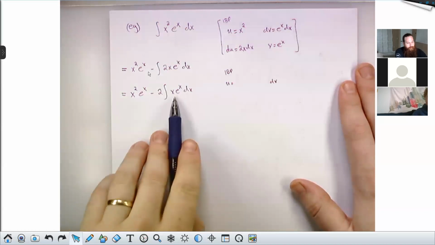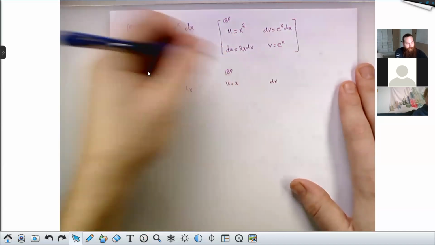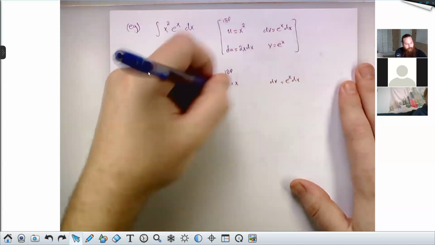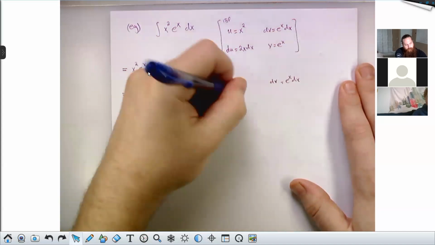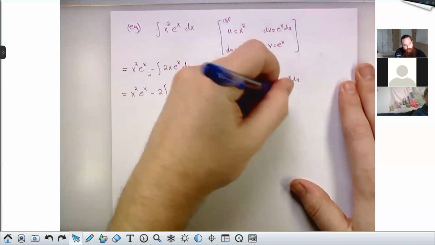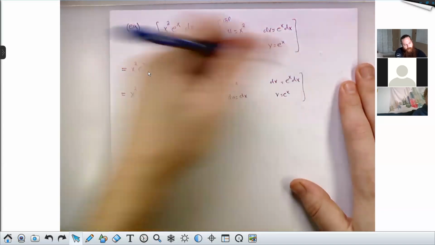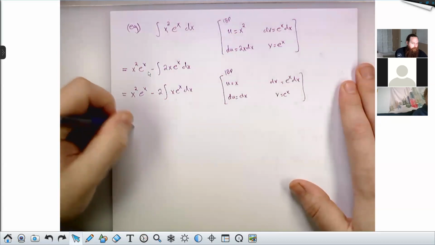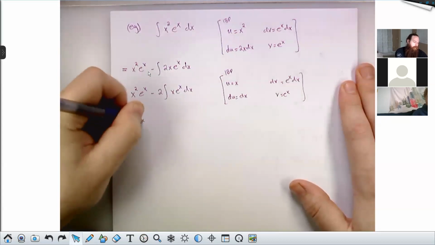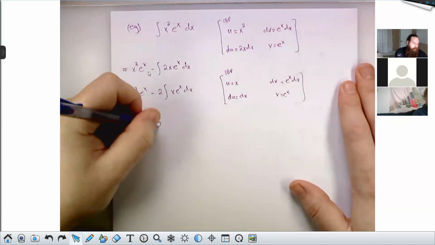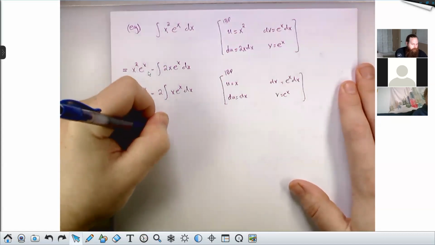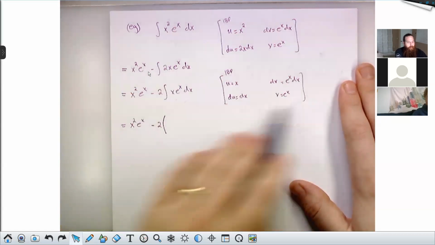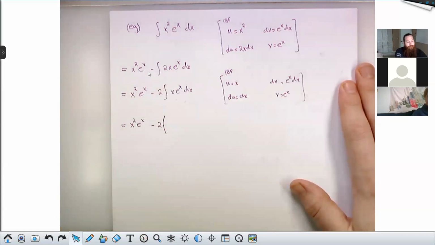So here I'll let u be x and dv be e to the x dx. du is then dx, and v is e to the x. And I'm running IBP just on this piece, so everything else is going to stay the same. I'll still have my x squared e to the x here, and then I'll have minus 2 times, and I'll open up a big parentheses, because I'm about to replace this guy by his IBP equivalent under this table.